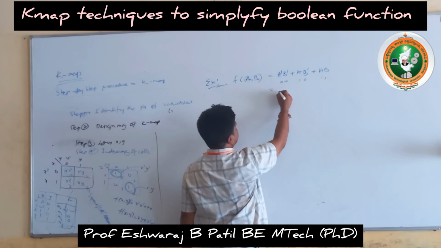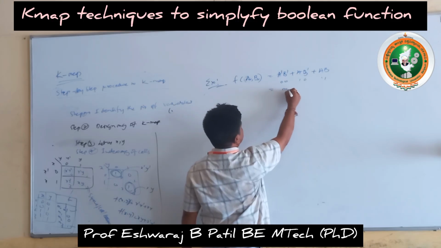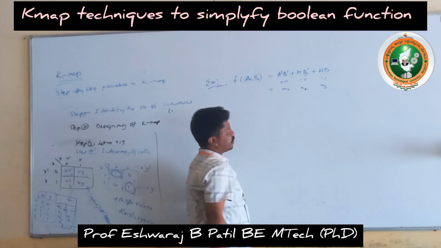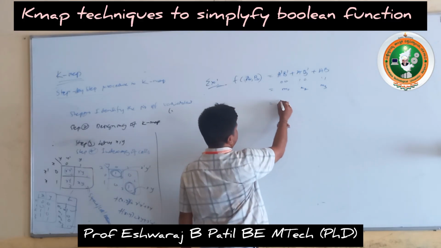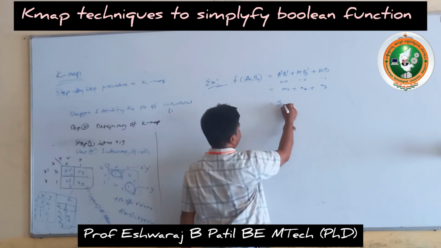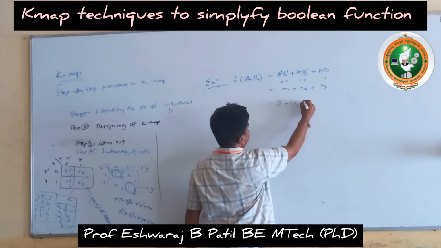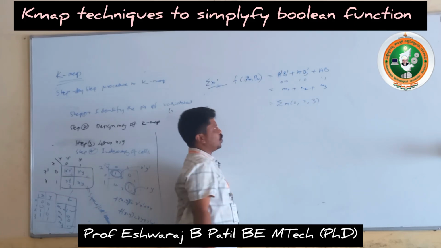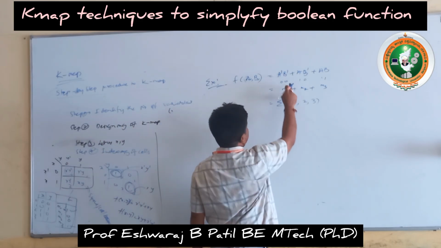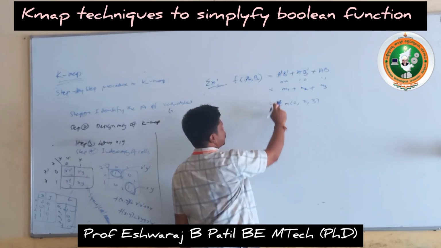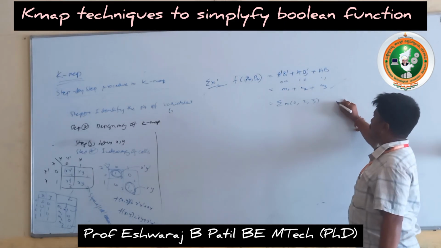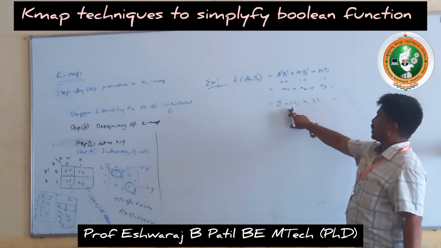This is m0, m1, m3. Yes or no? Yes sir. Then this is to be written as the summation of m0 to 3. If it's given like this, you can also modify it. You might be asked in the examination like this, even directly.